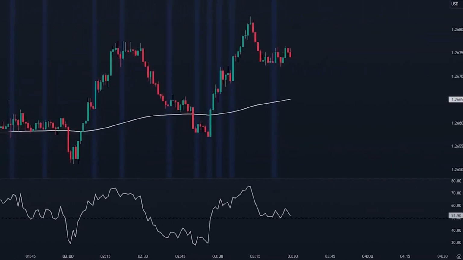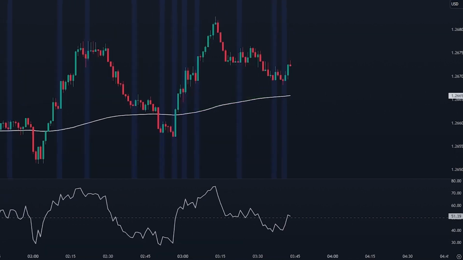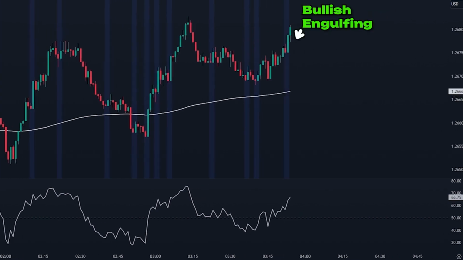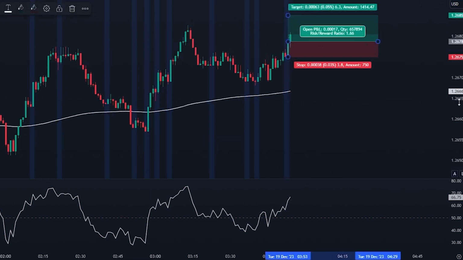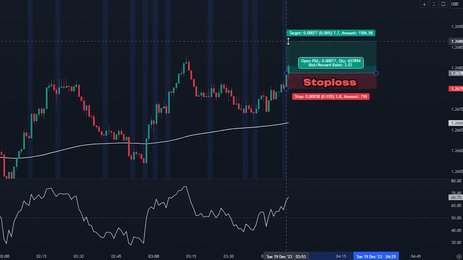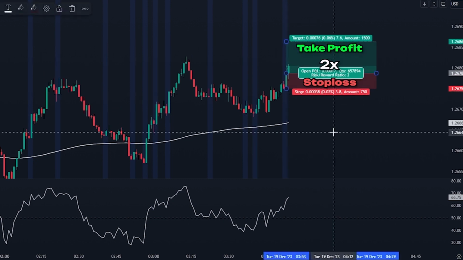In this chart, the price is above the 200 EMA, indicating an uptrend. Therefore, we focus solely on signals from the bullish engulfing pattern. A bullish engulfing pattern emerges, and the RSI is already above the middle line. This serves as our entry signal, prompting a buy position. Set your stop loss below the entry candle, and for your profit target, place it at 2 times your stop loss.